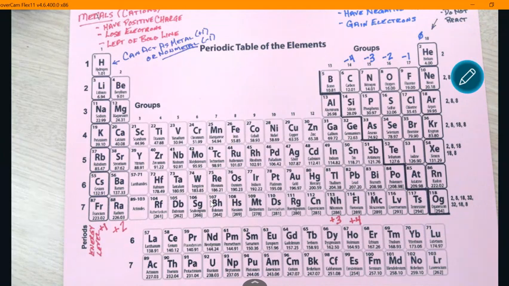Michaela, what would be the charge of nitrogen? -3. Rose, what would be the charge of phosphorus? -3. They're in the same group. They're going to have the same charge. Lucy, what's the charge on bromine? -1. Declan, what's the charge on xenon? 0. It doesn't have one. It will not gain or lose electrons.